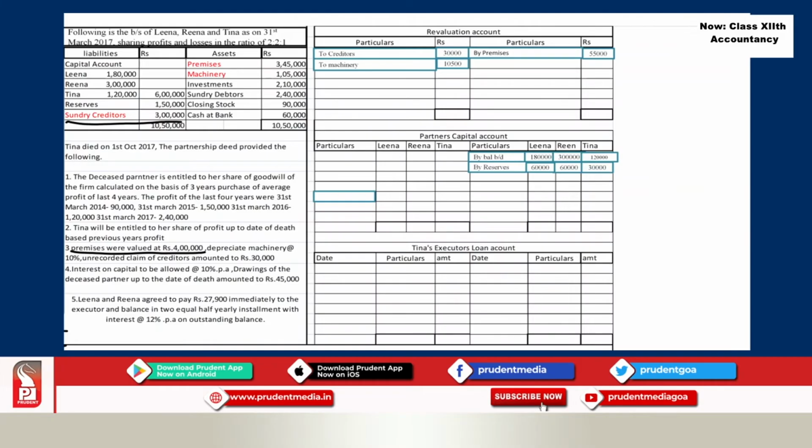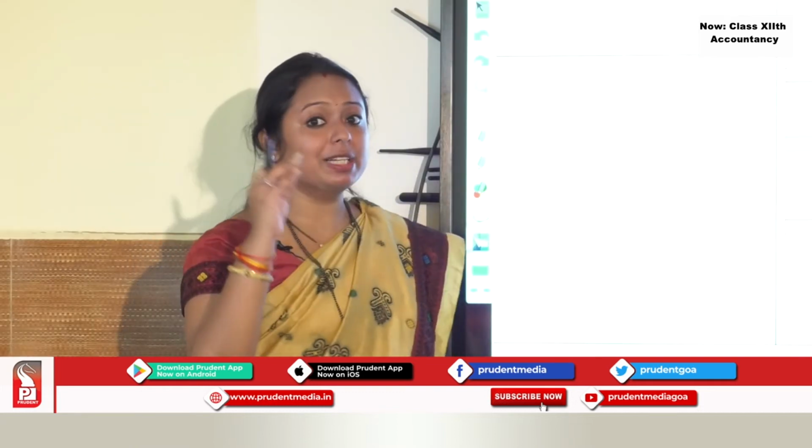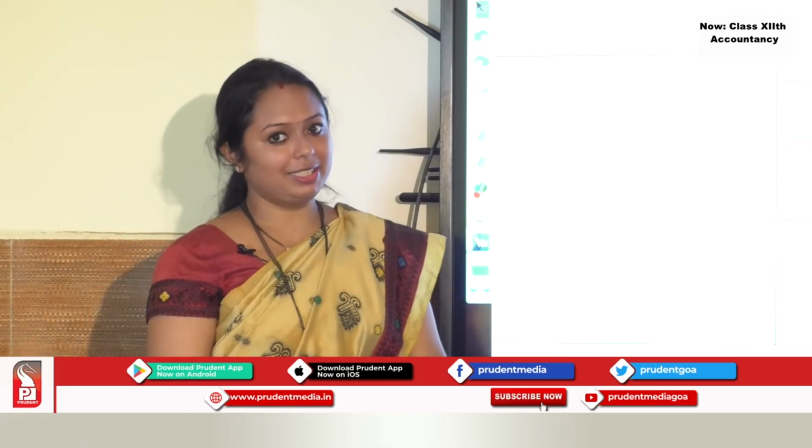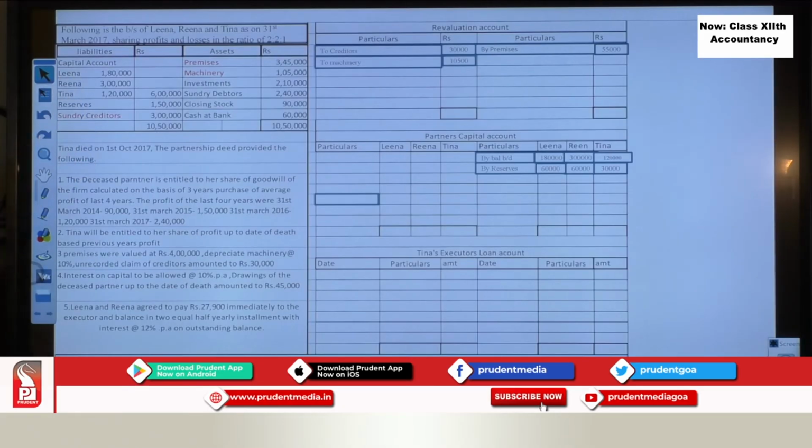But we are not preparing the balance sheet, right? So investment, sundry debtors, closing stock, cash at bank, they will appear in the balance sheet at the same value, but since we are not preparing the balance sheet here, we will move on to the next part. So liabilities side, all the items we have taken. Assets side, all the items we have taken. Now we will move on to the adjustments.